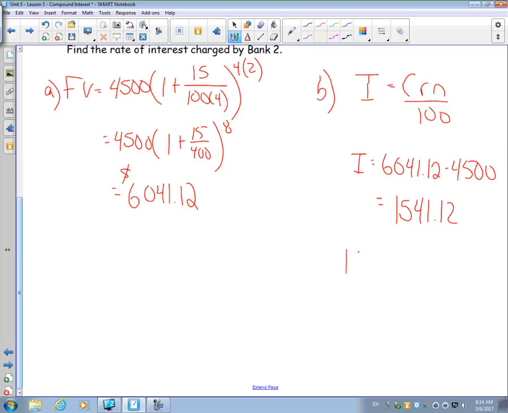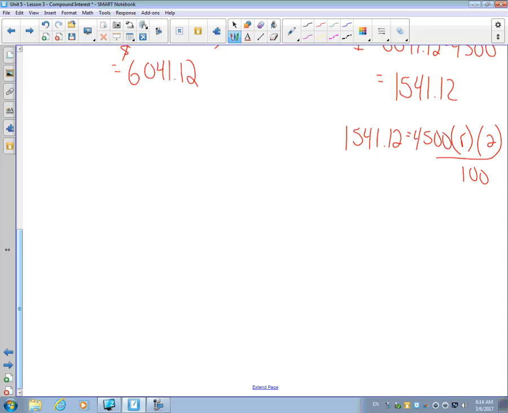So her interest is $1,541.12. Initial value is $4,500. Her rate we don't know. Her time we said was 2 years. And we're going to divide that by 100. That's our formula. Okay, to make it a little bit easier to work with, we'll do all the math on the right-hand side. 4,500 times 2 divided by 100 makes 90, with an R attached to it. Divide both sides by 90. And we get 17.12%. Okay, if you want to go 3 sig figs, 17.1 would be the most appropriate.